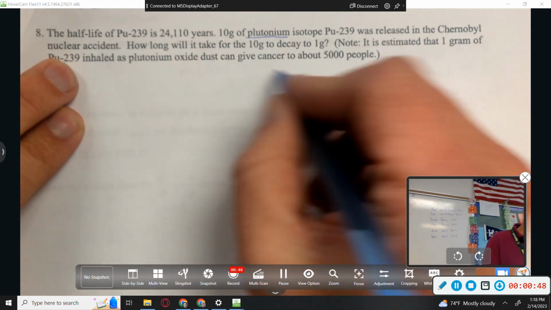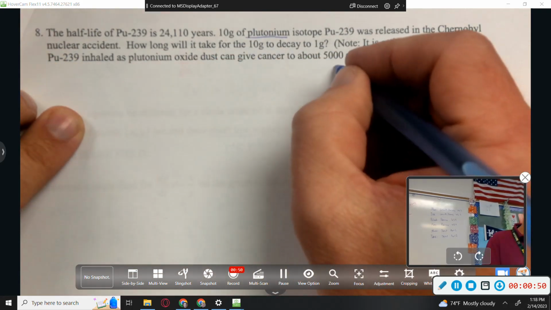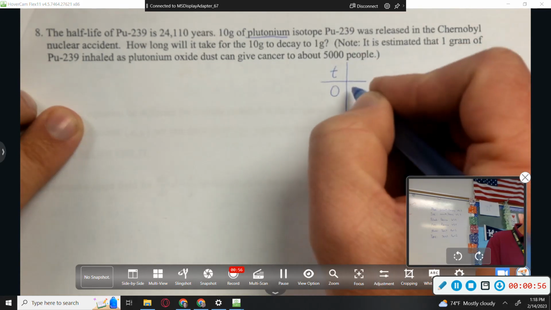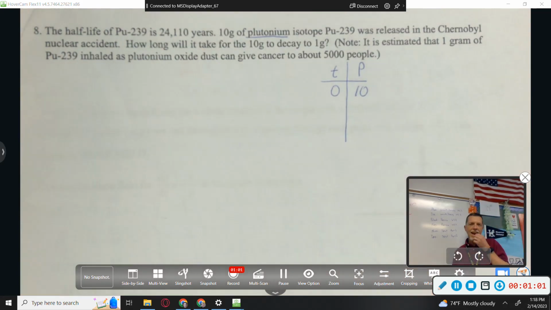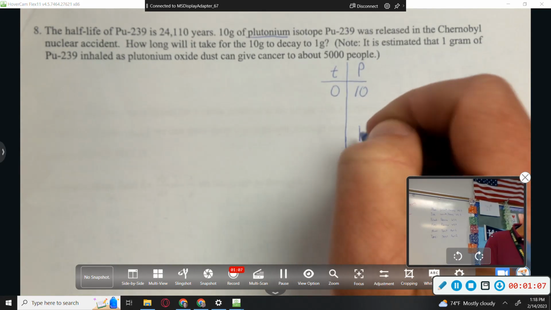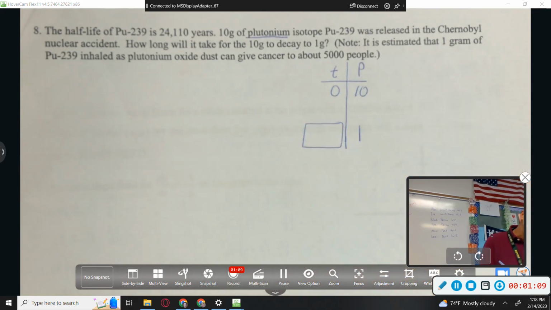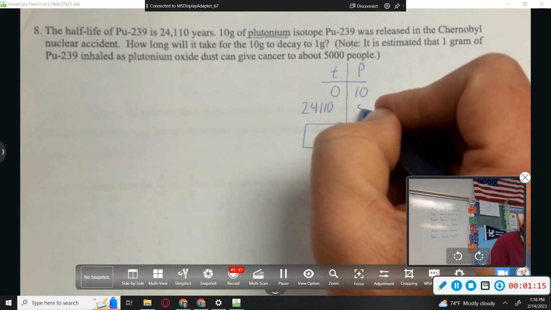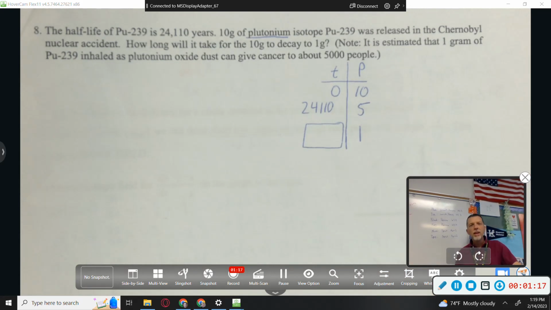So let's start with what we know. At time 0, there was 10 grams of plutonium. At time 24,110, there's going to be 5 grams. It never really comes out and specifies that nice and neat, but having a half-life of 24,000 years means 24,000 years will be down to 5 grams. Which unfortunately means it doesn't go nicely down to 1 gram.